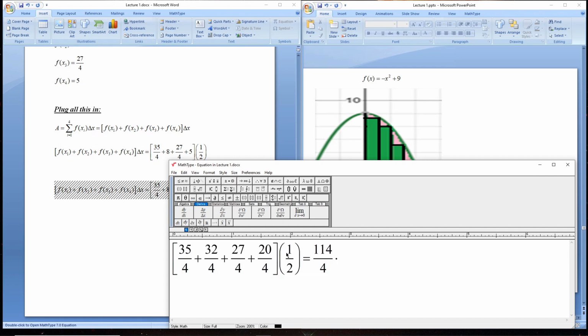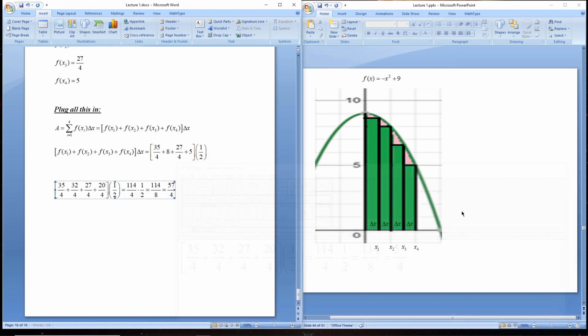Times our delta x, which is the 1/2, to get us our final answer of 114 over 8. And this can be reduced. They both have a division by 2 there. So that would be 57 over 4 for our final answer. So our estimate for the area under the curve is 57/4.